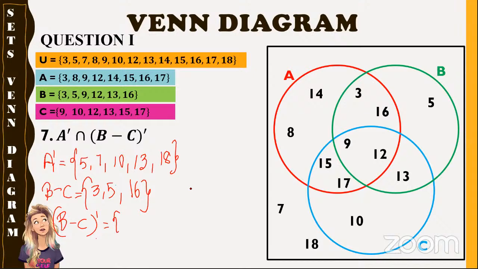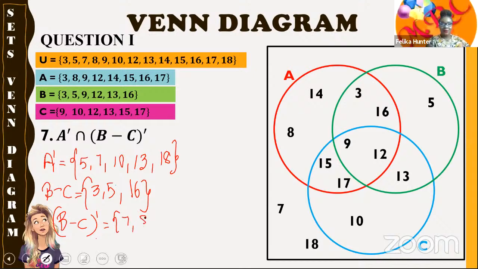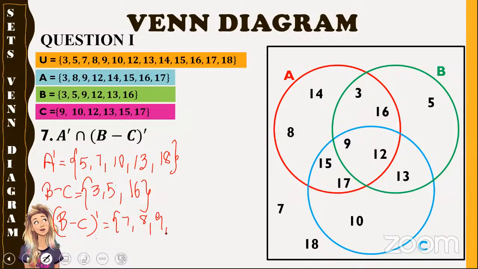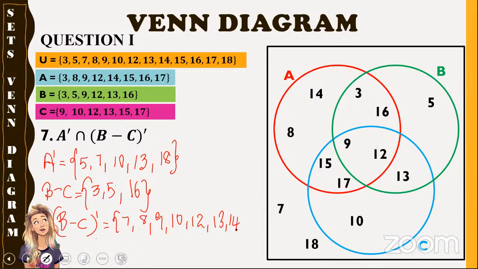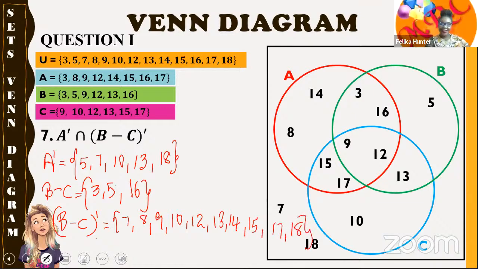And the other thing is 7, 8, 9, 10, 12, 13. Is there an 11? 12, 13, 14, 15, 17, and 18. Well done. All right. Well done.